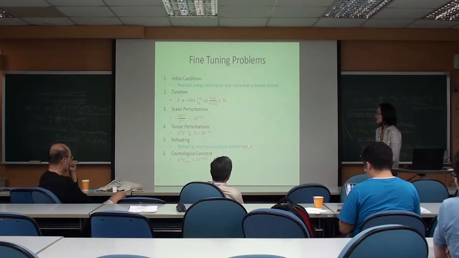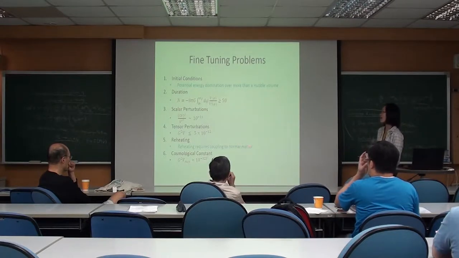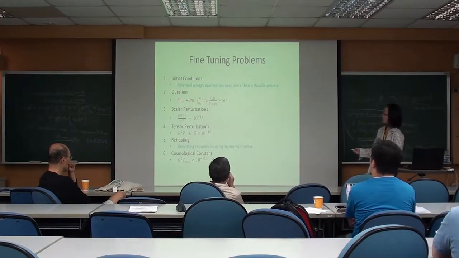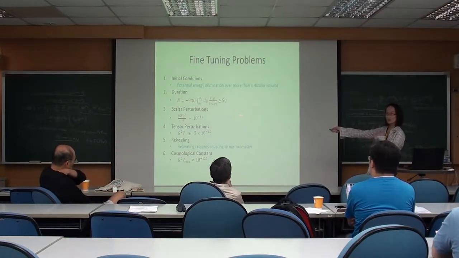Why is it a problem? Because when you require the inflaton coupled to ordinary matter, the zero-point fluctuation of this ordinary matter will give a correction to the classical potential. So the potential shape gets changed. You will find that condition 5 actually works against condition 2. For example, if the potential after the Coleman-Weinberg correction becomes too steep, that means the inflaton will roll down the potential too soon, so the duration will become small, less than 50. So you work against it.